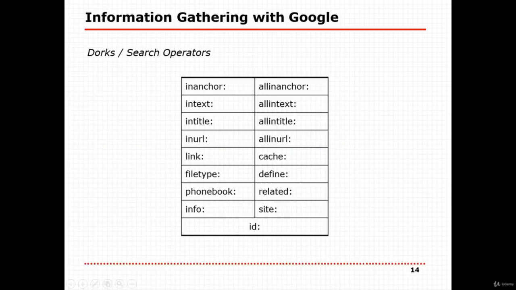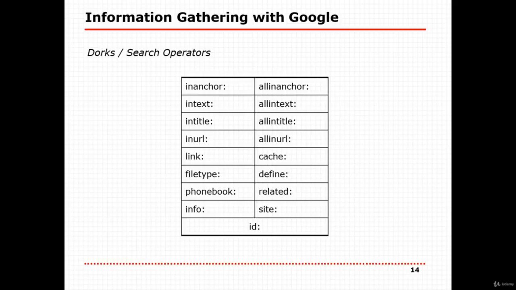So these are the Google search operators: anchor, in text, in title, in URL, link, file type, phone book, info. So what are they looking for? A certain piece of information you are looking for. So in text, if you are looking for text format, you just type in a keyword after intext colon, or whatever keyword you want to search for.